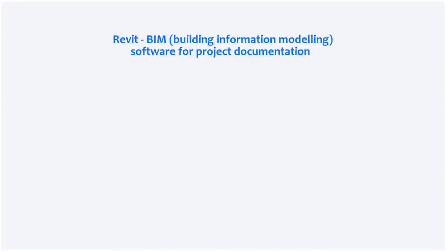Now let's make a brief introduction of the program. Revit is a building information modeling software for project documentation. It's different from AutoCAD, which is a pure general CAD, computer-aided design. Revit provides us the possibility of making complete projects in architecture and engineering subjects.